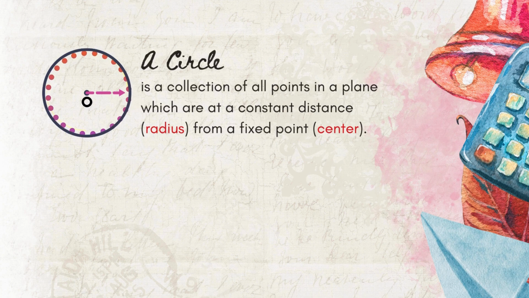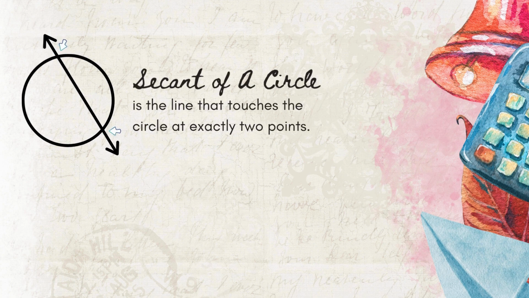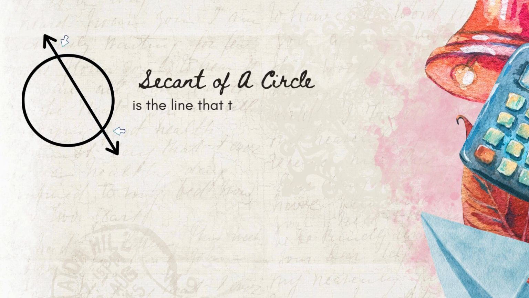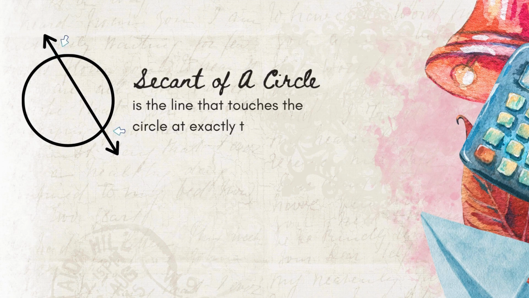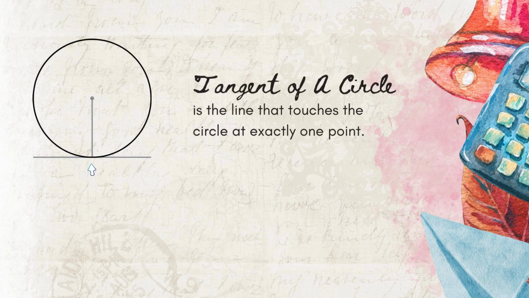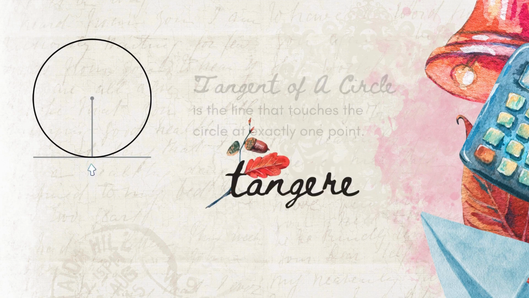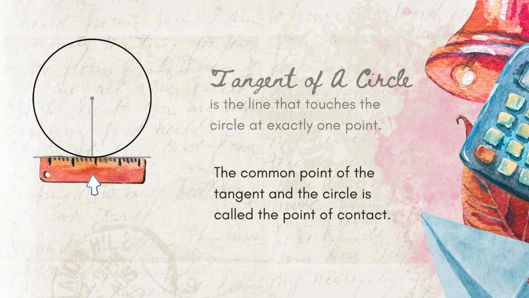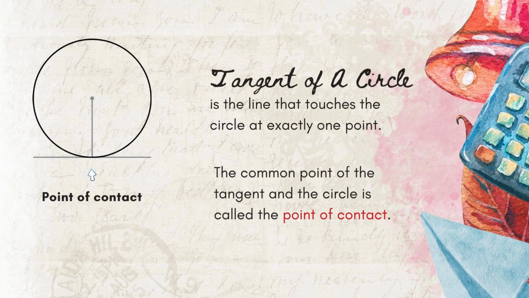Now, let's know a few more terms like secant, which is the line that touches the circle at exactly 2 points. Next is the tangent of a circle. It is the line that touches the circle at exactly 1 point. The word tangent comes from the Latin word tangere, which means to touch. The common point of the tangent and the circle is called the point of contact, and the tangent is said to touch the circle at the common point.